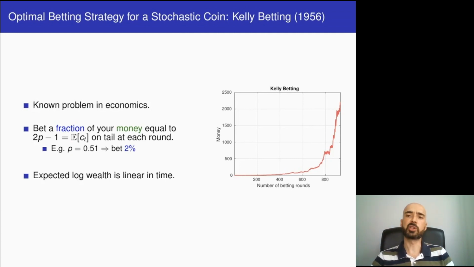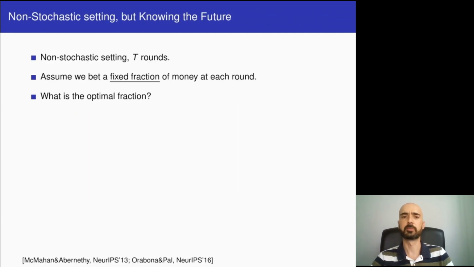Now, making an exponential amount of money seems great, but we are assuming two things that are very strong. We are assuming that the coin is stochastic and we know the bias of the coin. Let's remove assumptions. First assumption, let's remove the fact that the coin is stochastic. The coin is non-stochastic. It's an arbitrary sequence, even adversarial, of outcomes +1 and -1. And you still want to bet a fixed fraction of money in each round. What is the optimal fraction?